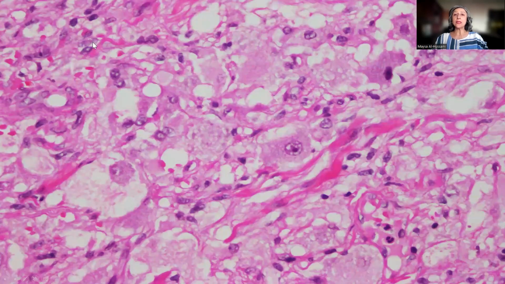And now this is the second component where we can see large cells. These are ganglion cells, dysplastic ganglion cells having abundant acidophilic cytoplasm, vesicular nucleus with a prominent nucleolus, aggregating haphazardly, separated by again some sclerotic fibrosis.